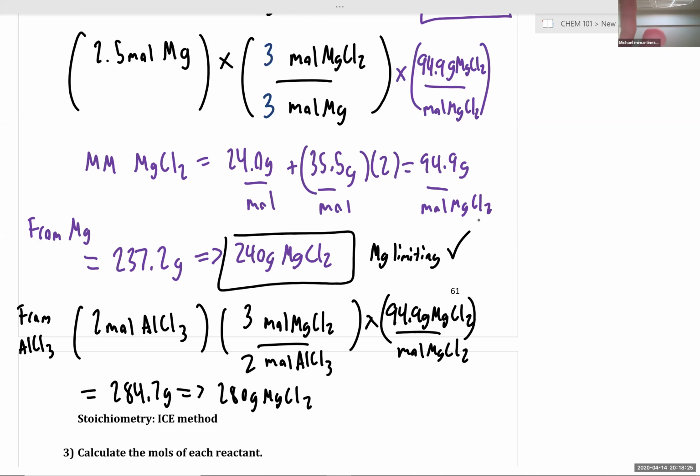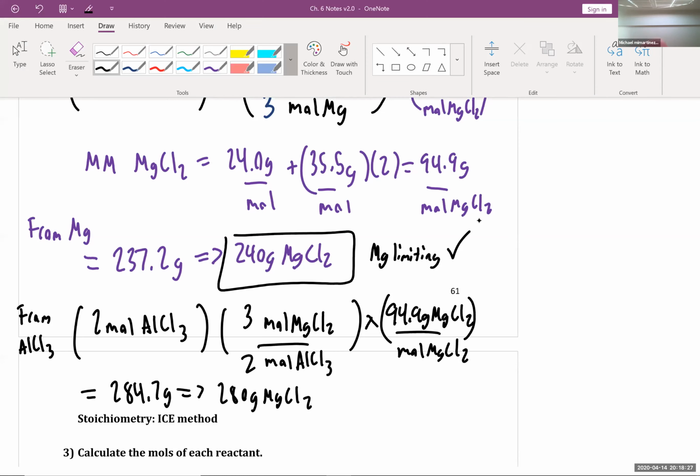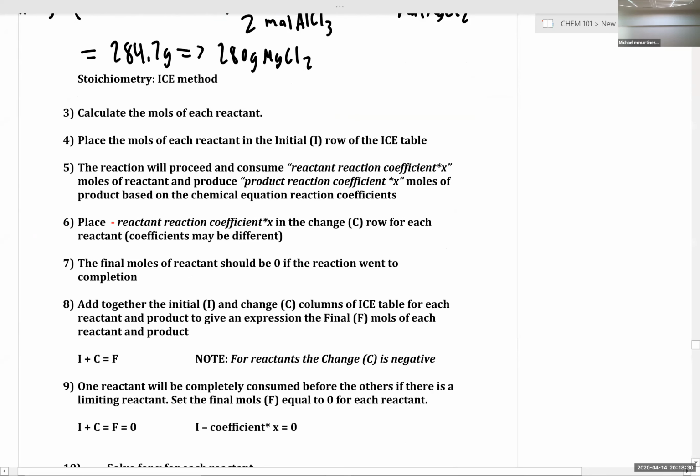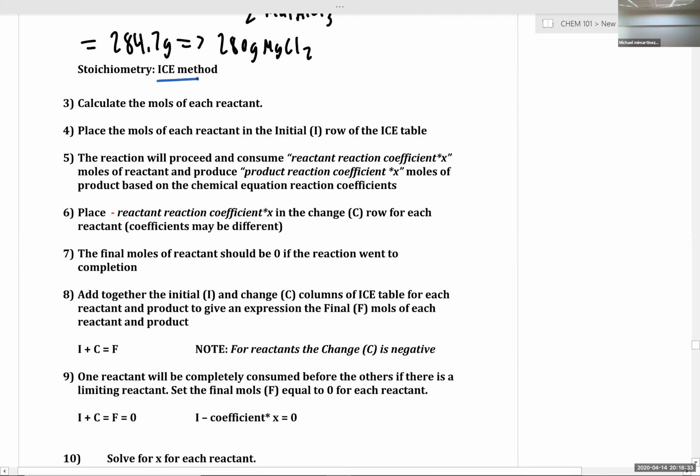Okay. So let's keep going now, and let's talk about another method called the ICE method. This method is really useful because the skills developed in this ICE method will be used again when you're in 102 to handle equilibrium problems. So that's why we're teaching the ICE method. So first things first, we need to calculate the moles of each reactant. You're going to put the moles of each reactant in your initial row in the ICE table. Okay?